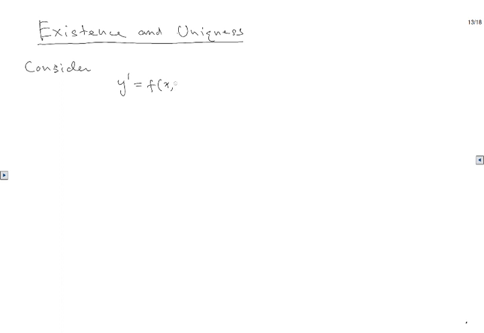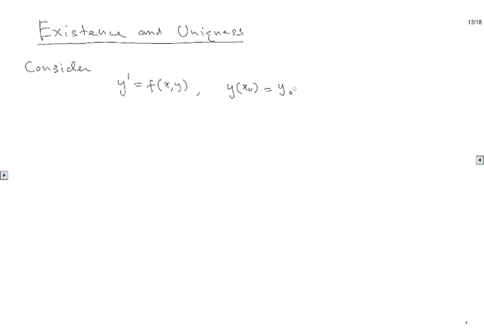Existence, and then uniqueness. There are two questions: for existence, and if you know that the solution exists, then there's another question, whether there is more than one solution. So let's consider this differential equation: y prime equals f of x, y, along with y of x naught equals y naught. So you have a differential equation and an initial condition.